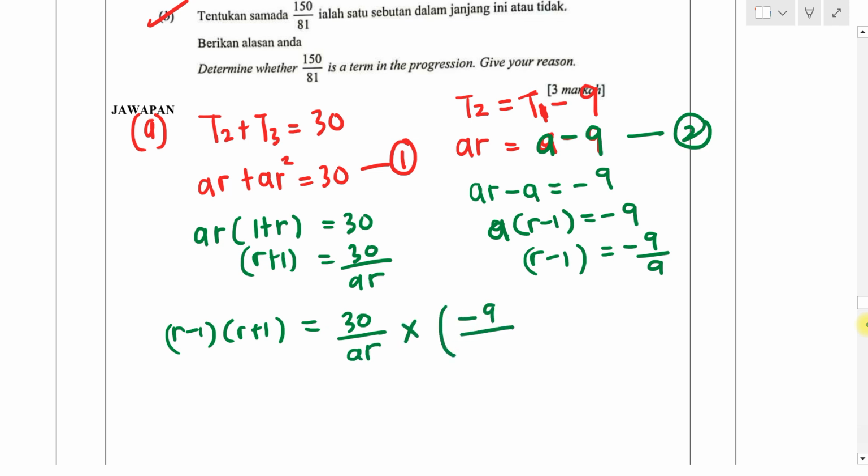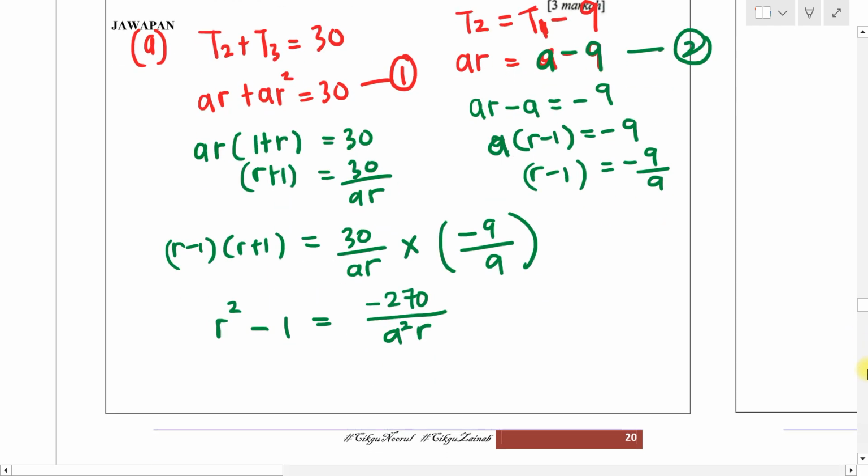I know I'm doing something crazy here. So here it becomes R square minus 1, 30, so negative 270 over A square R. It doesn't seem logical. What am I going to get out of this? Plus 1. No, it shouldn't be this way.